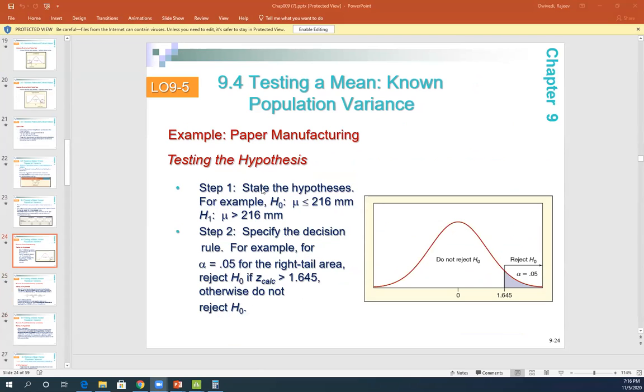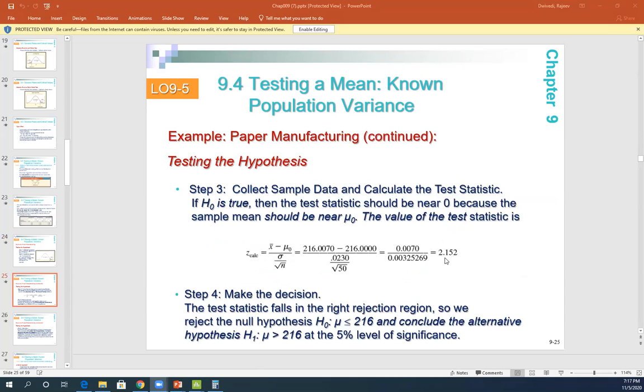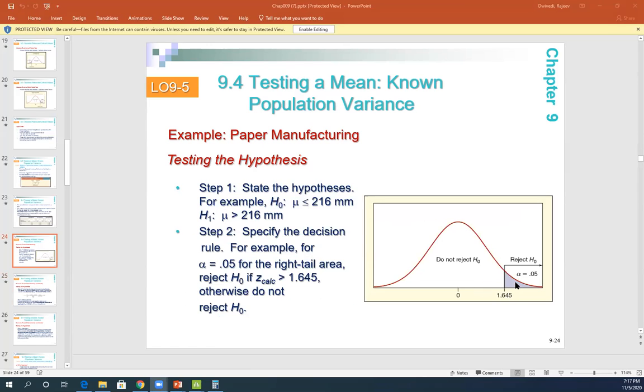Here, for example, state the hypothesis. For example, null hypothesis mu is less than or equal to 216 mm. That means mu should be in this. This is asking less than or equal to, which means this is the rejection region. At 5% level of significance, we can check this, 1.645. We can get the critical value. And after calculating this, we are getting 2.152. 2.152 will come in this rejection region.